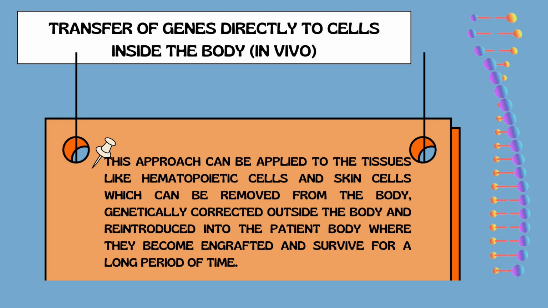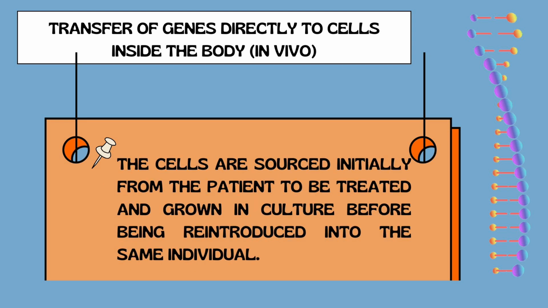involves taking cells directly from the patient who needs treatment. These cells are then grown in a controlled environment outside the body, known as cell culture, after being modified or enhanced as needed. These same cells are reintroduced back into the same patient. This method ensures that the introduced cells are compatible with the patient's body and reduces the risk of immune rejection, making it a safer and more effective treatment option for patients who have diseases.